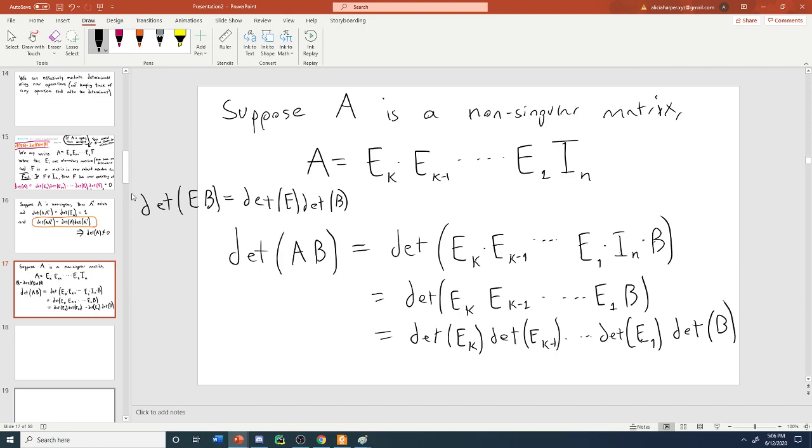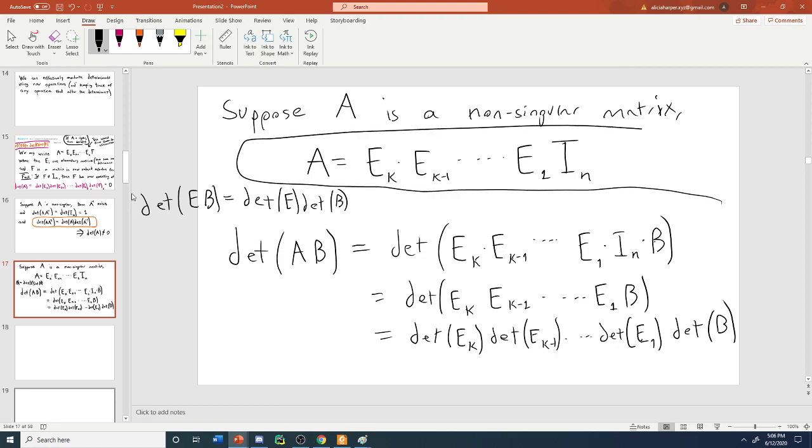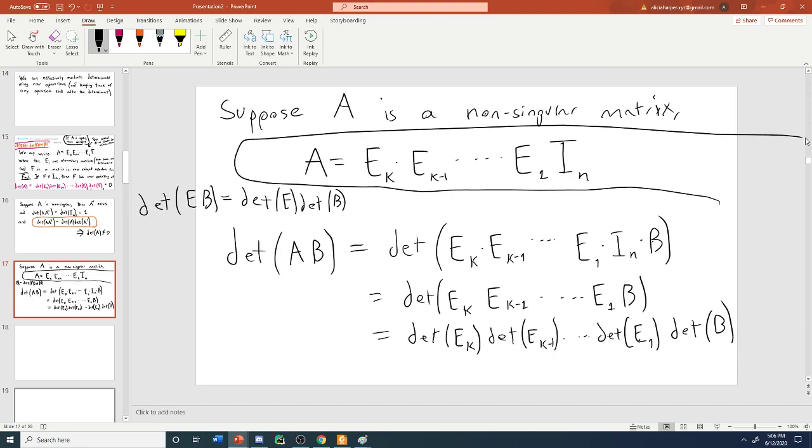Now, I can also go the other way, and I can simply look at this expression, and I find something similar, which is I find that the determinant of A is equal to the determinant of E_K times blah, blah, blah, the determinant of E_1. Now, granted that this is true, and the proof is basically the same as this, I can see that this thing right here is the same as the determinant of A.